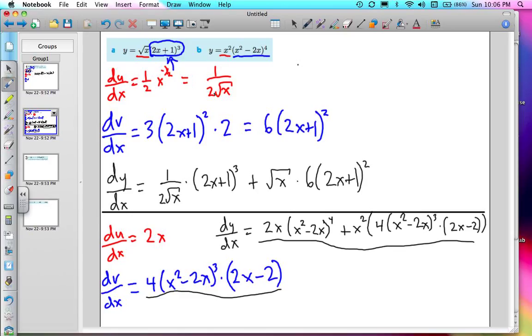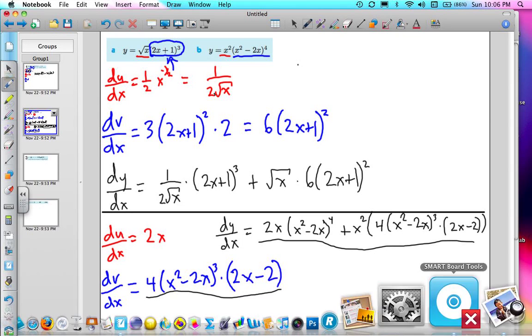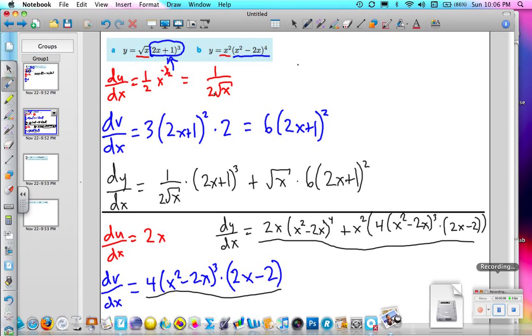Okay, so that is the product rule. And in a little bit I'm going to post up the quotient rule.